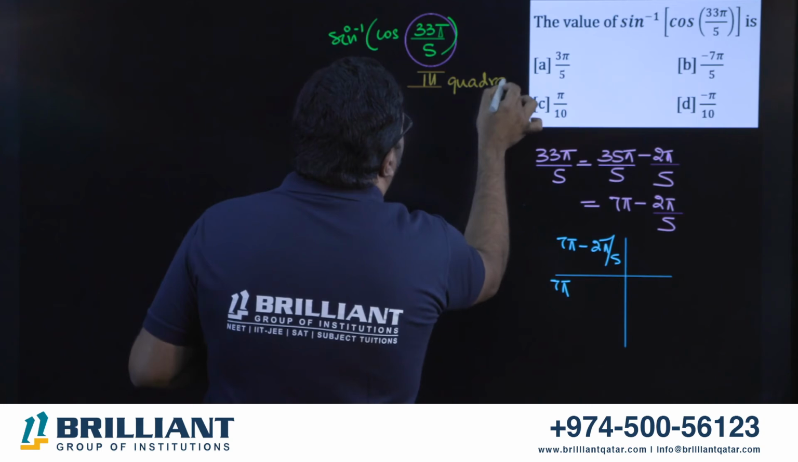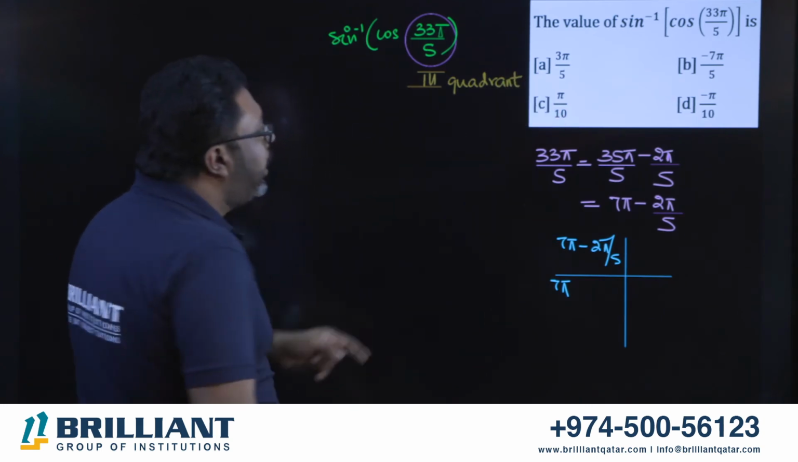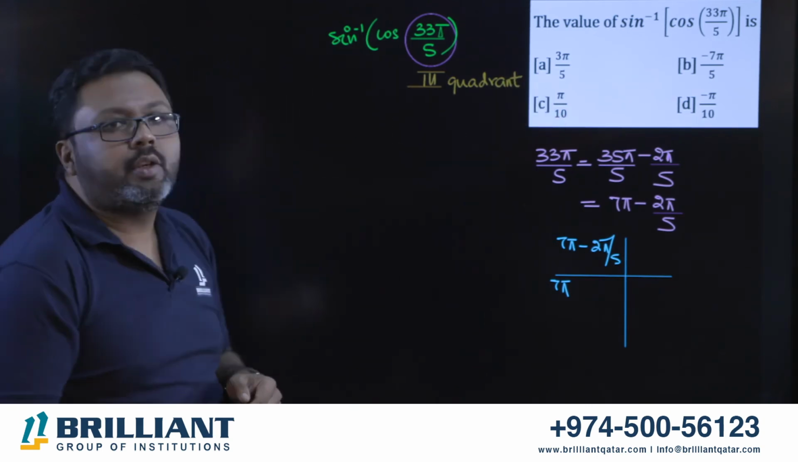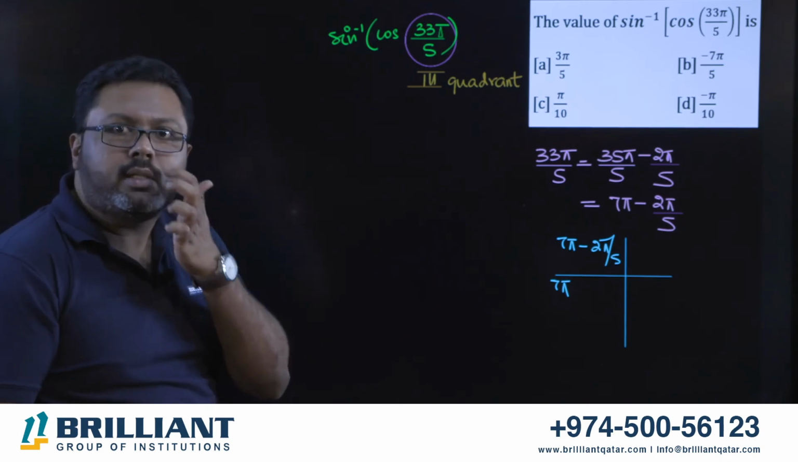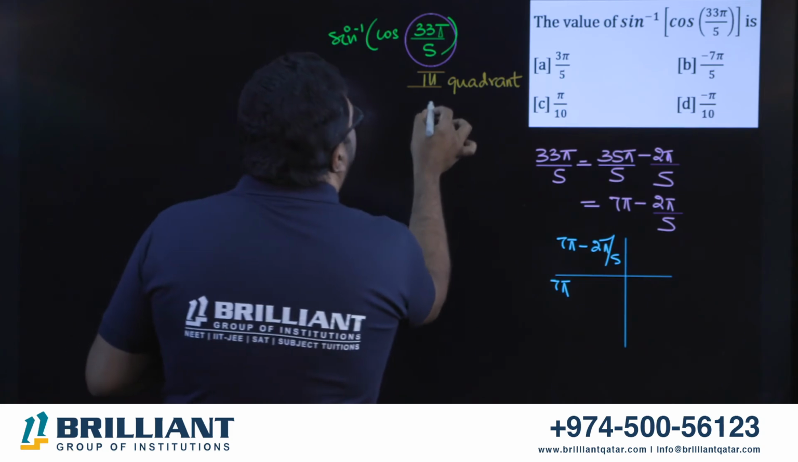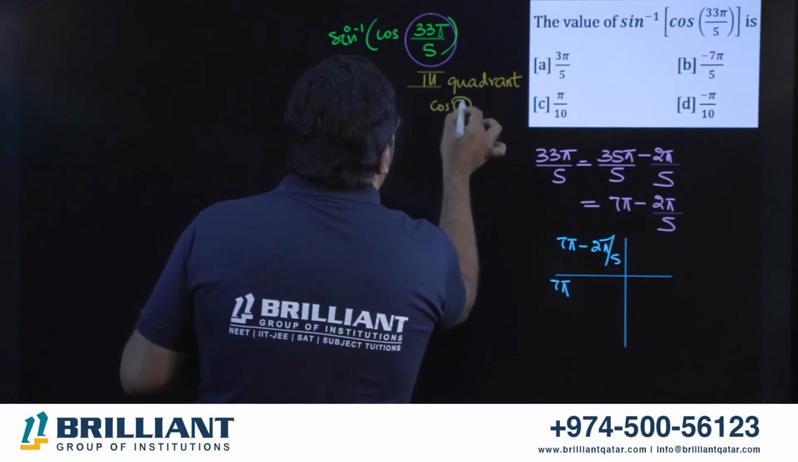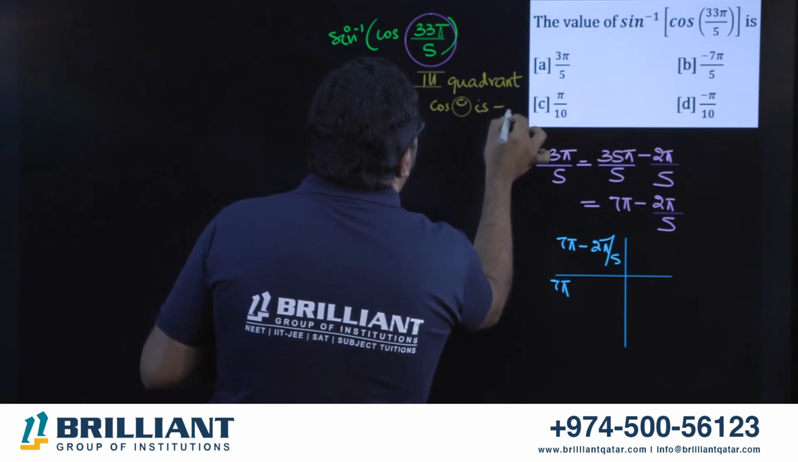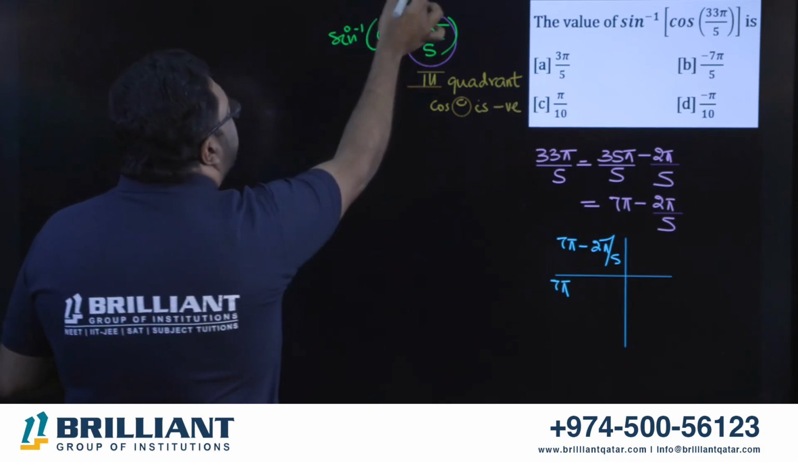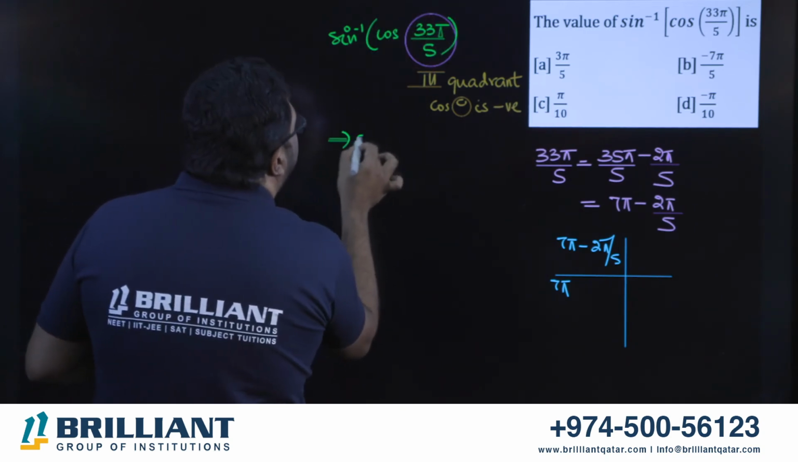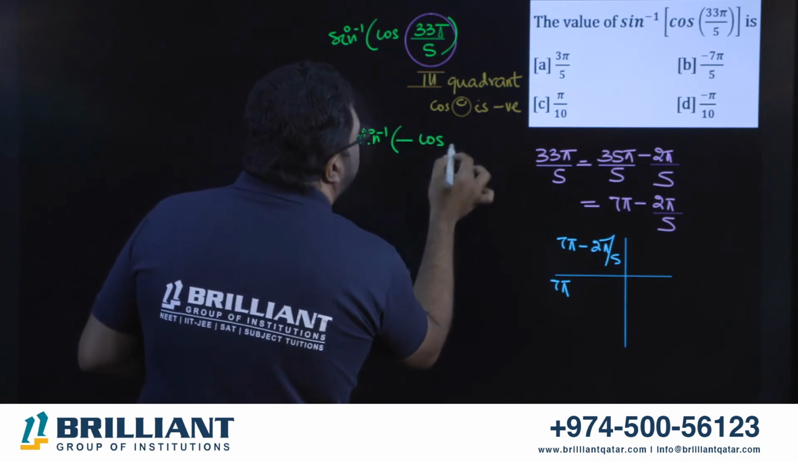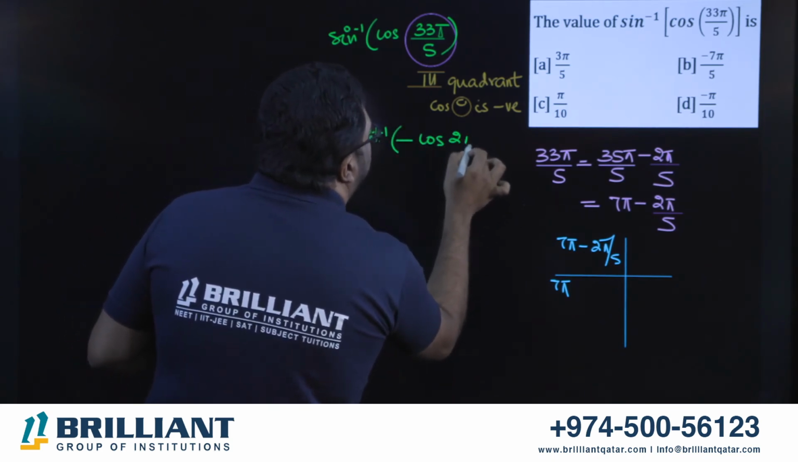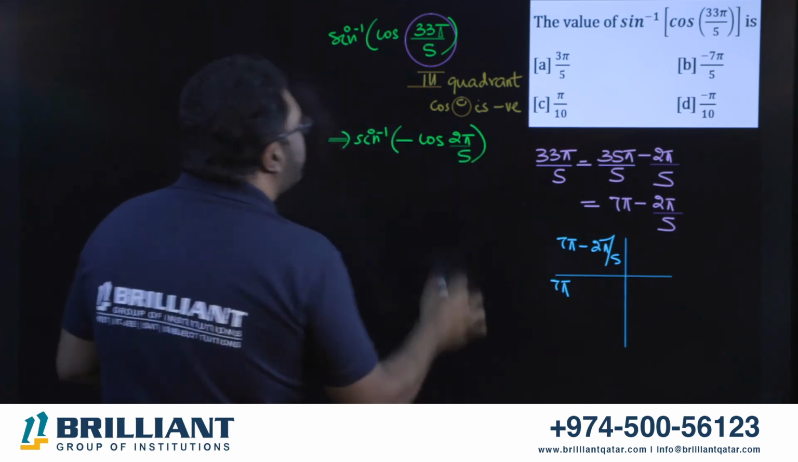So in the third quadrant, what is the sign of the cos function? It is negative, yes. So cos theta is negative. That implies this is going to be sine inverse of minus cos 2 pi by 5.